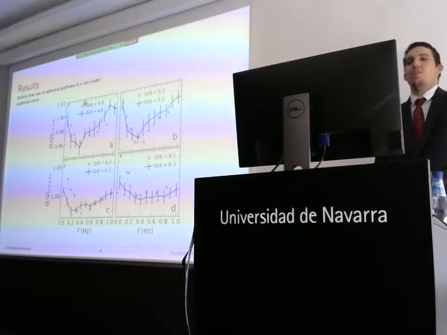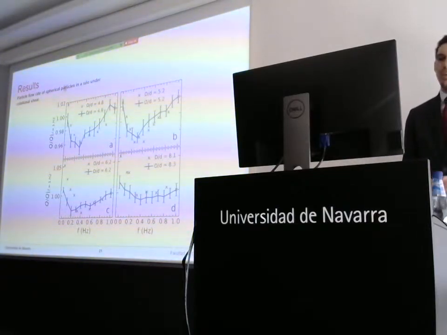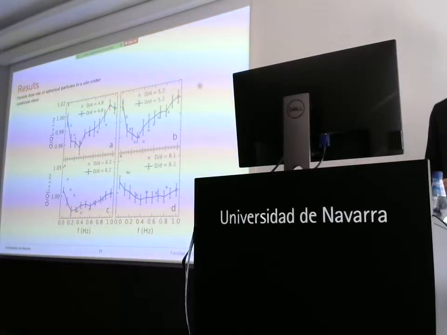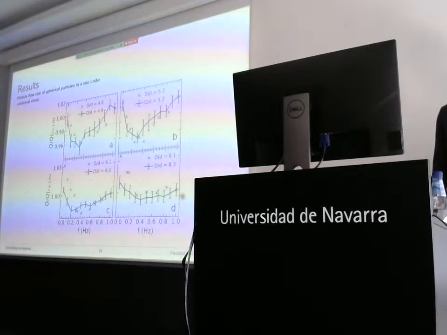From the numerical results, we can plot here the volumetric flow rate against the rotational speed. We have also included the experimental results for comparison, which are shown through these crosses. We can see that both the experimental and the numerical results are in good agreement, and even for the case where this non-monotonic behavior is weak, they are in very good agreement.